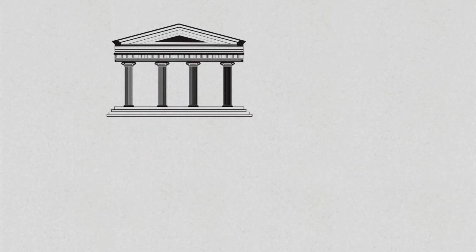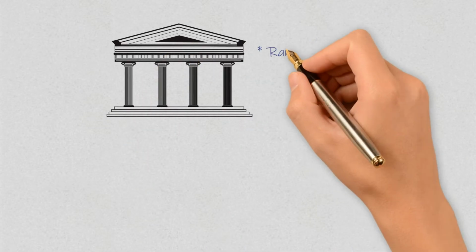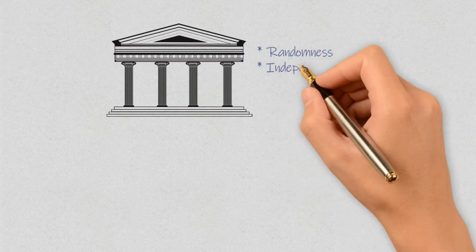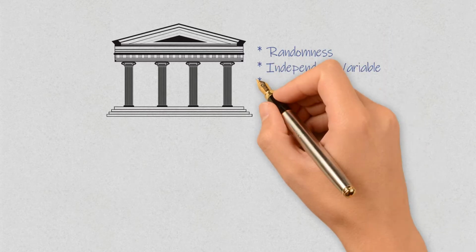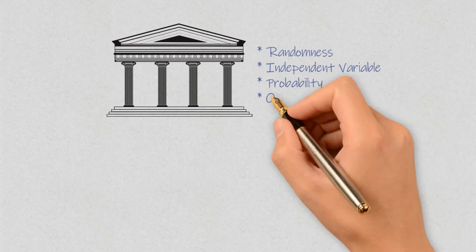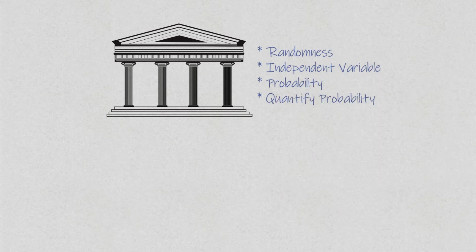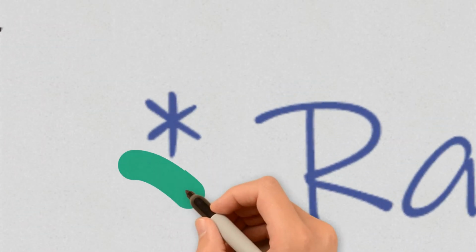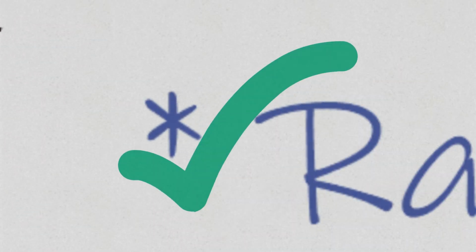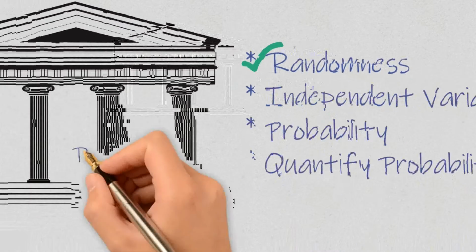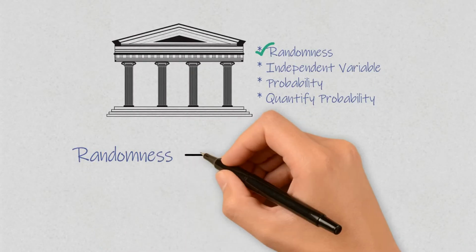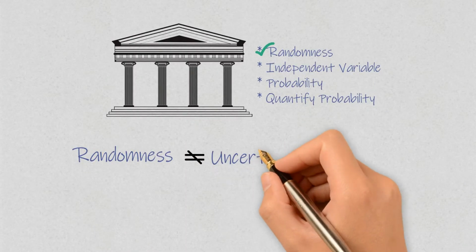Randomness is one of the most important pillars to support the statistics and probability topic. Randomness is unpredictable. In common parlance, randomness is the apparent lack of a pattern or predictability in events. Please remember, randomness is unpredictable, but it's not equal to uncertainty.